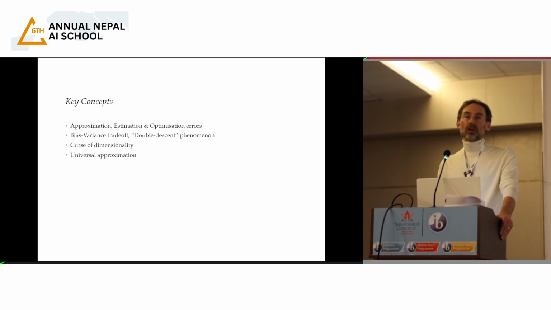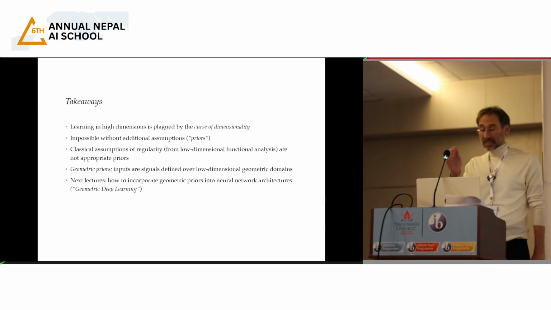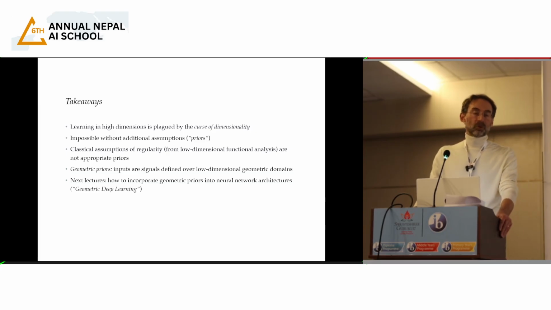And from this we'll derive a new notion of regularity, and this will be our mathematical foundation for the discussion of geometric architectures. When I say geometric, I mean more or less anything: convolutional neural networks, graph neural networks, they will all come from the same principles. What you need to take away from this discussion is the notion of the curse of dimensionality. It is there in machine learning problems, and you cannot solve these problems without making some prior assumptions.